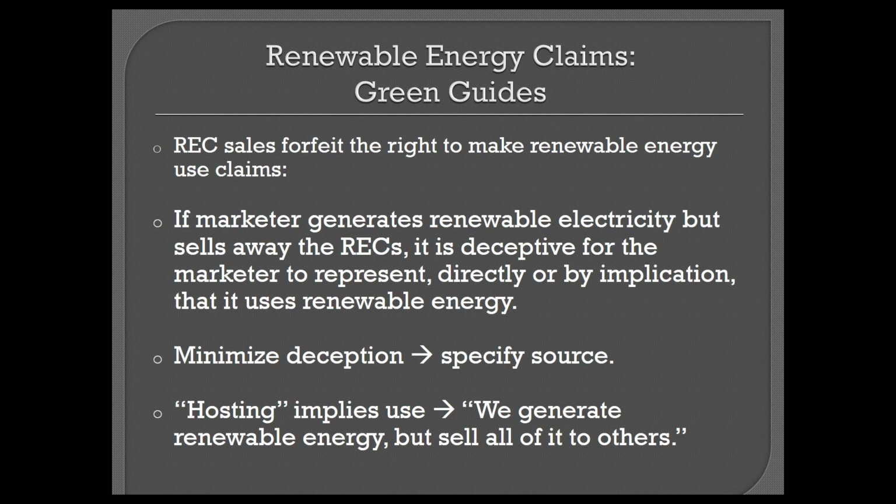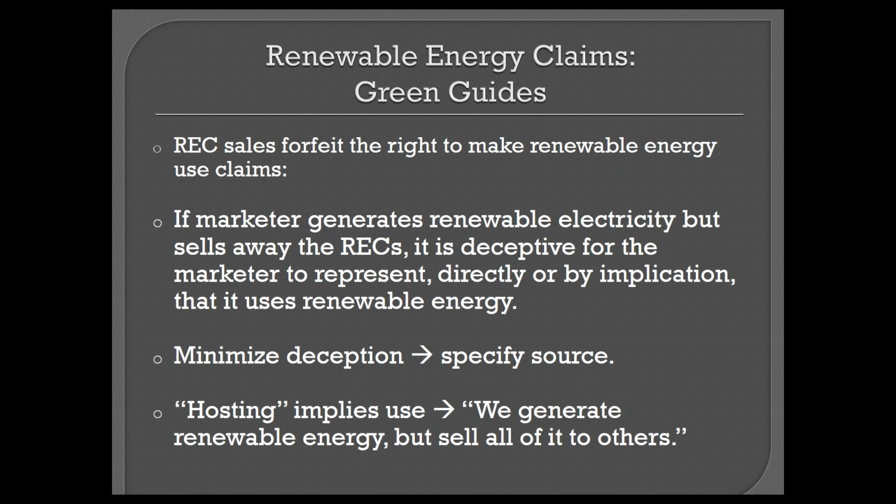Some of the other principles in the guides is that if you sell RECs that you generate from your own facility, then you forfeit the right to say that you use renewable energy. And this is a very fundamental concept that a lot of people miss. So if you're the big box store and you've got the solar panels on top and you sell RECs for those, so you sell away the RECs, then you can't tell people that your store is powered with solar power. That's a basic concept, but a lot of people miss it. There's also guidance that you should specify the source to minimize deception, and that if you sell RECs, you shouldn't say, well, we host the array. You should say we generate renewable energy but sell it to others, or something like that.